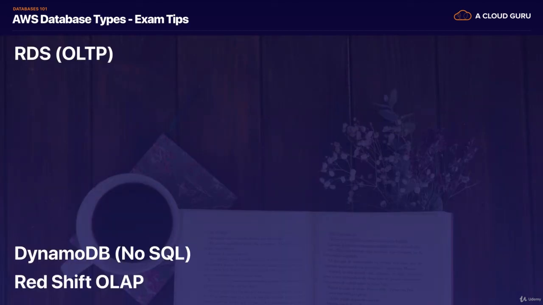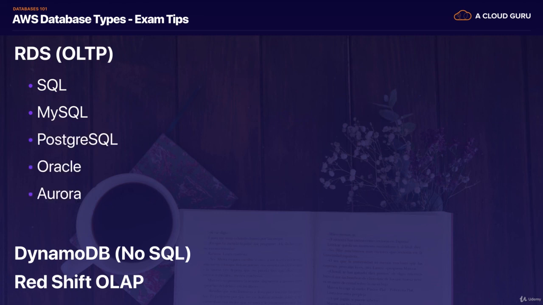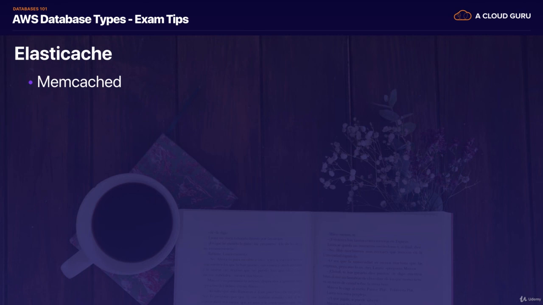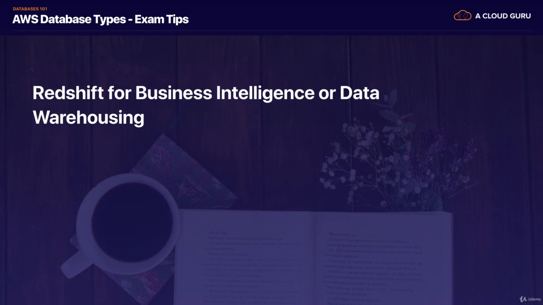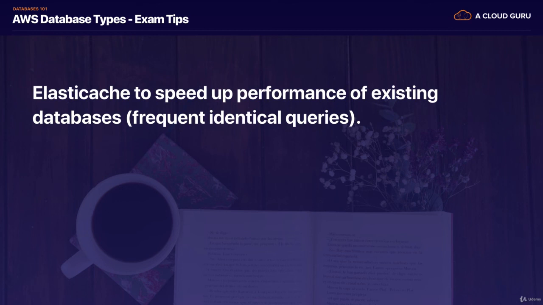So what are my exam tips? Just remember that RDS is online transaction processing and comes in 6 different flavors: SQL Server, MySQL, PostgreSQL, Oracle, Aurora, and MariaDB. DynamoDB is Amazon's NoSQL solution. Redshift is Amazon's data warehousing solution. This is done for online analytics processing. You then have Elasticache, which comes in 2 different flavors, Memcached and Redis, and this is Amazon's caching solution. And just remember that Redshift is used for business intelligence or for data warehousing, and Elasticache is used to speed up the performance of existing databases. So it's a way of caching frequently identical queries.